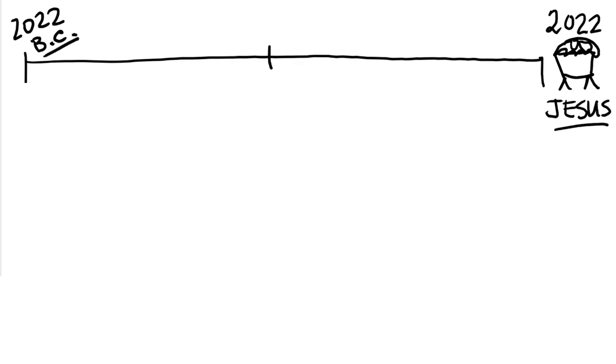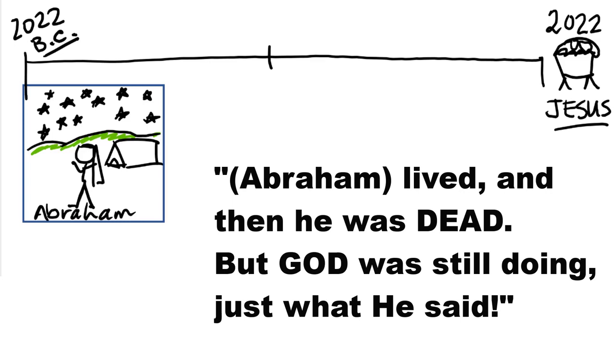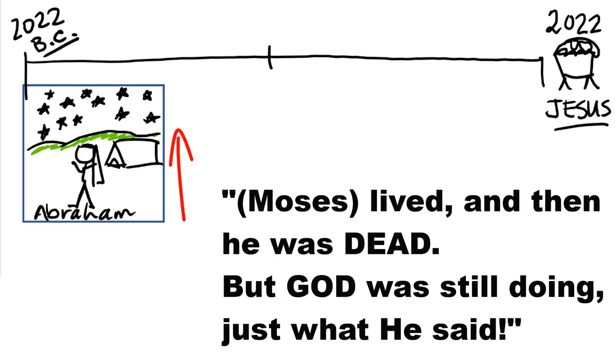Because this is a repeated theme that God's promises take much longer than the lifetime of the person receiving the promise, I use this helpful rhyme and repeat it after each main section. Abraham lived and then he was dead, but God was still doing just what he said. Moses lived and then he was dead, but God was still doing just what he said.